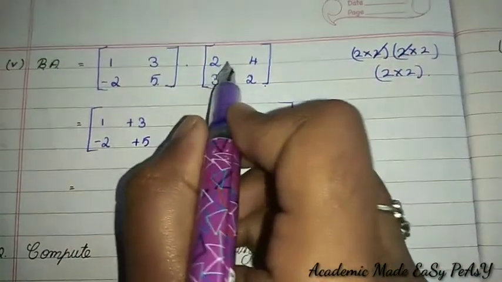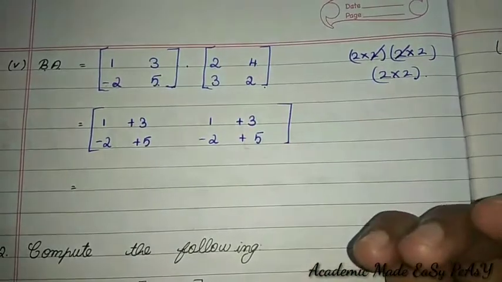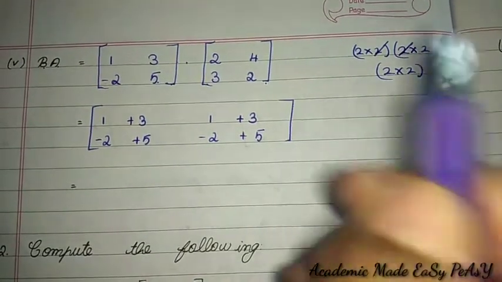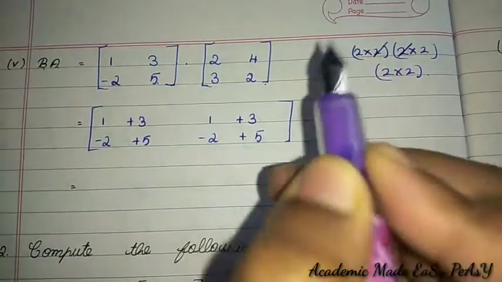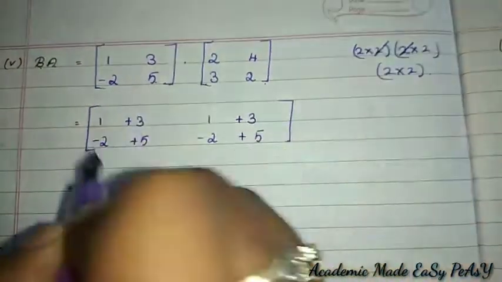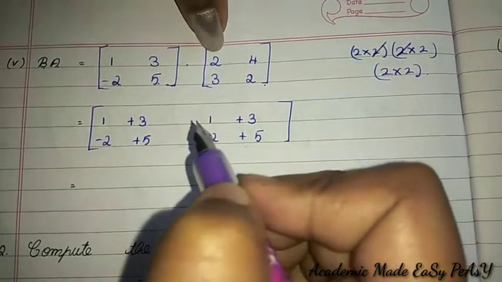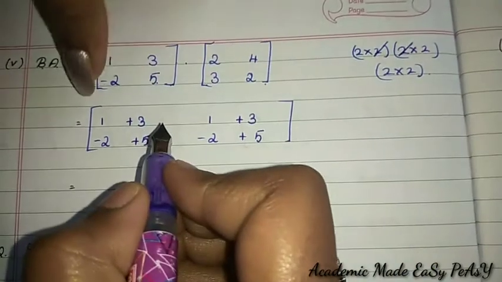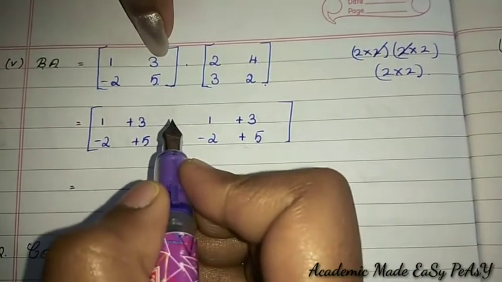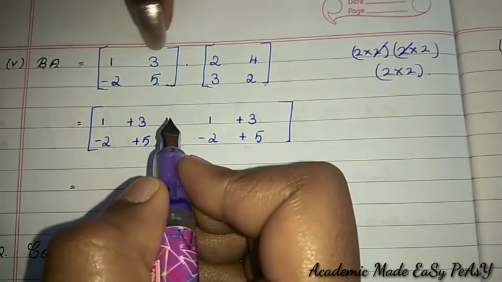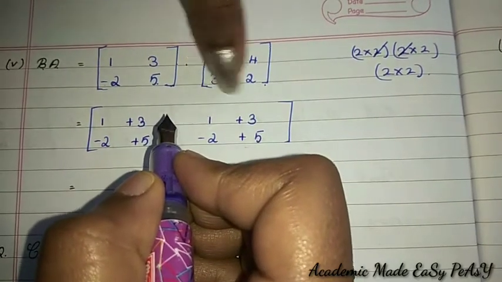So now I will be going to the columns of the second matrix. What should I do with the columns of the second matrix? I have to multiply the columns with the first matrix. So first element with first element, second element with second element. First we will be going in rows and then we will be going in columns.